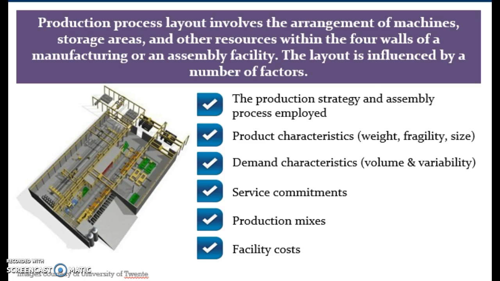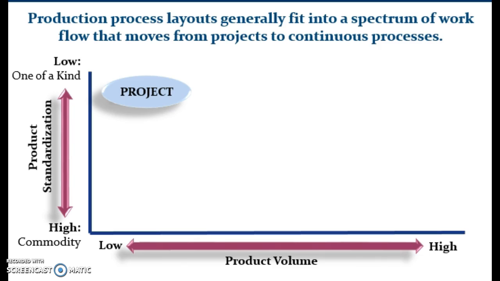Production process layouts generally fit into a spectrum that moves from projects to continuous processes. Projects consist of a series of discrete steps that lead to a unique product, like building a bridge. A project layout is a fixed location layout where the product remains in place for the duration of production.